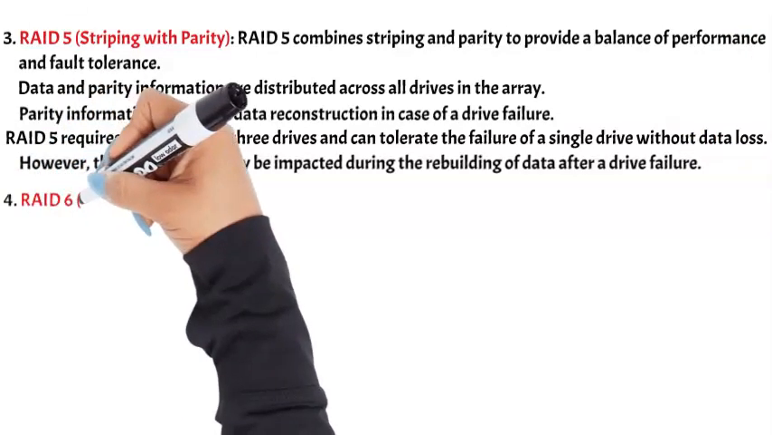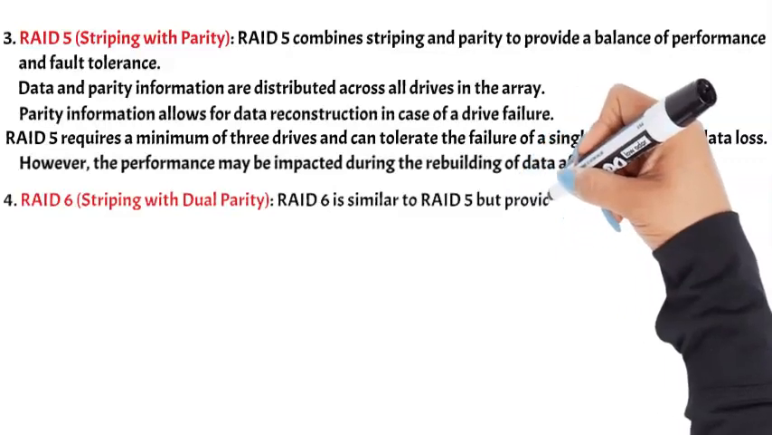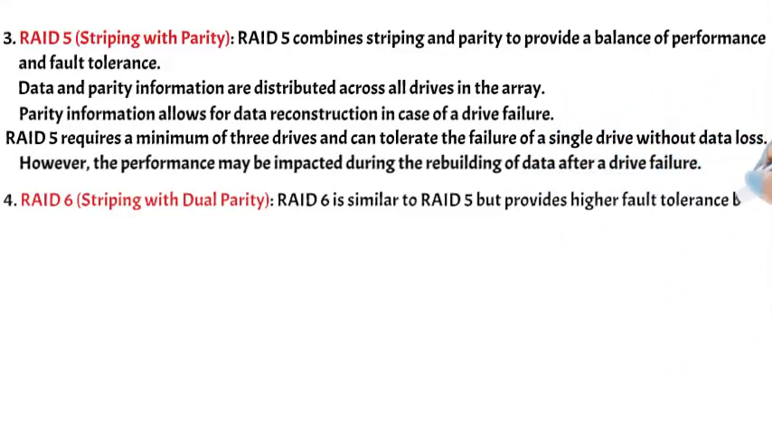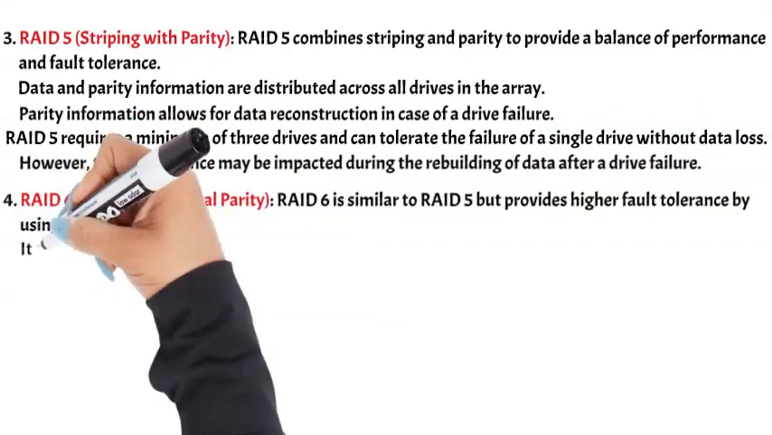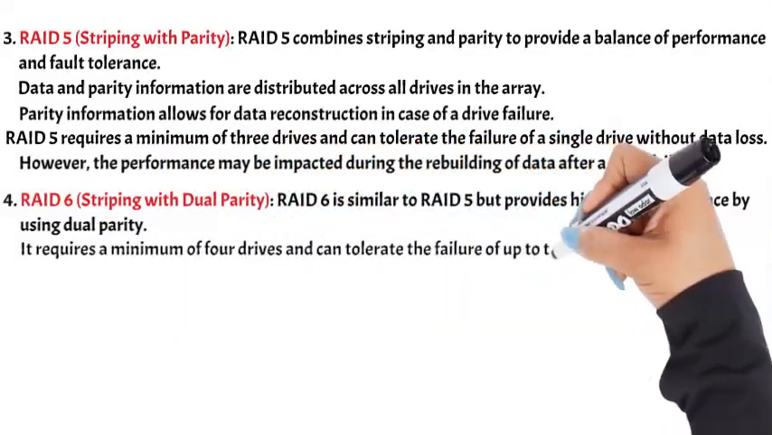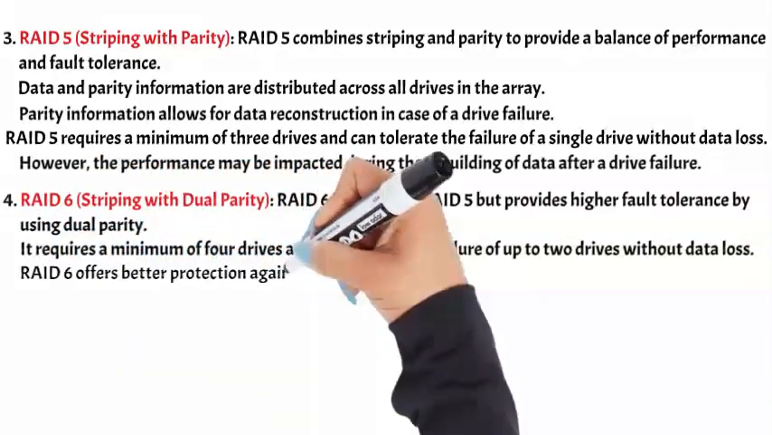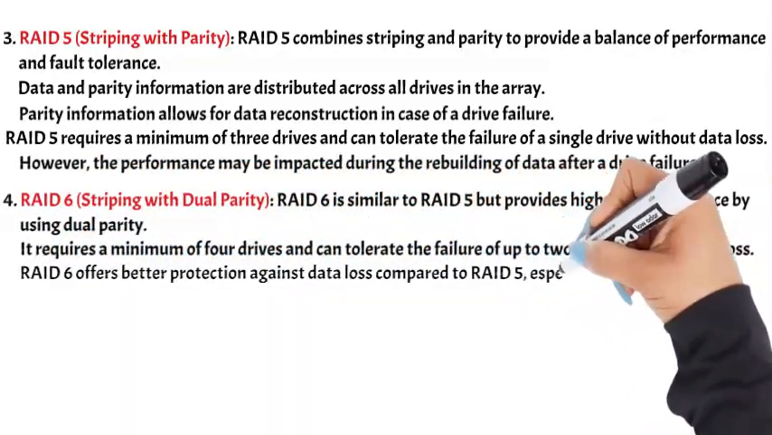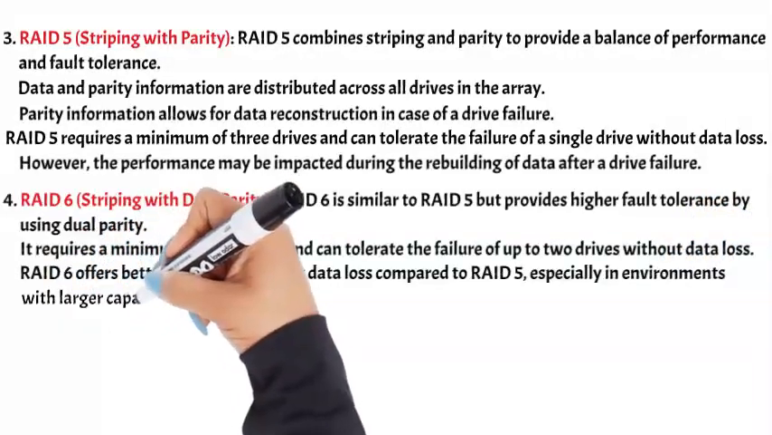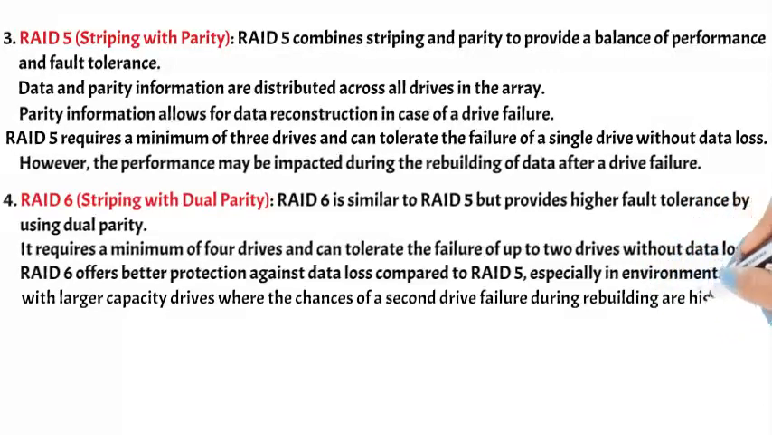4. RAID 6, striping with dual parity. RAID 6 is similar to RAID 5 but provides higher fault tolerance by using dual parity. It requires a minimum of 4 drives and can tolerate the failure of up to 2 drives without data loss. RAID 6 offers better protection against data loss compared to RAID 5, especially in environments with larger capacity drives where the chances of a second drive failure during rebuilding are higher.